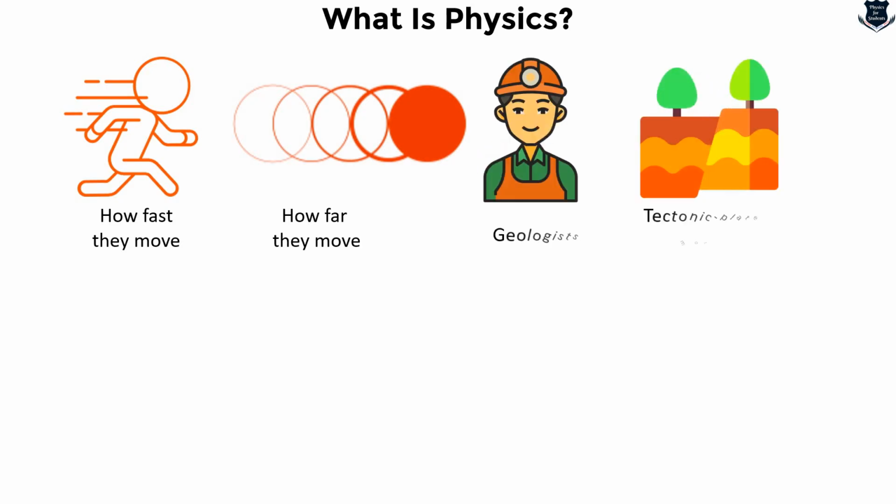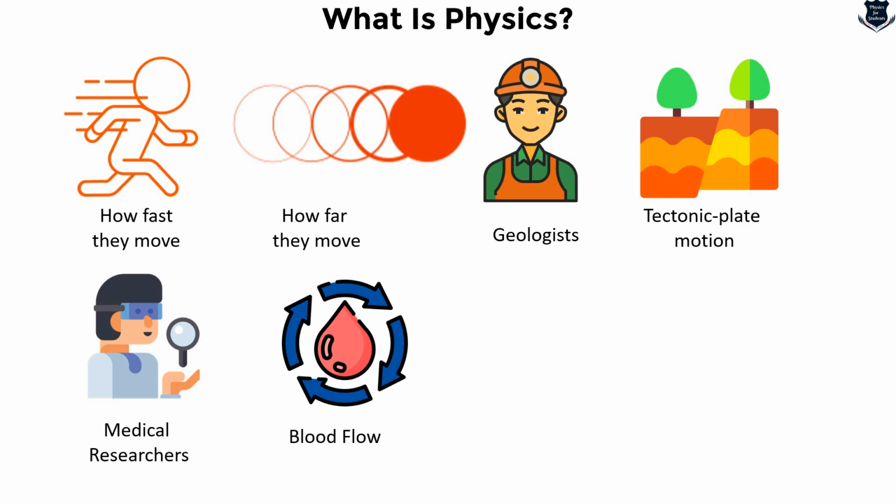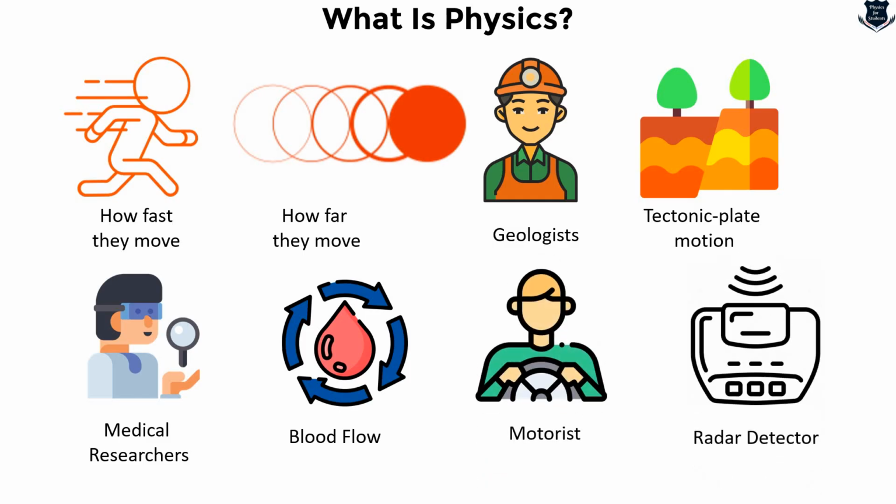Now, for example, geologists use this physics to measure tectonic plate motion as they attempt to predict earthquakes. Medical researchers need this physics to map the blood flow through a patient when diagnosing a partially closed artery, and motorists use it to determine how they might slow sufficiently when their radar detector sounds a warning. There are countless other examples; however, in this particular video and this lesson, we will study the physics of motion where the object moves along a single axis.